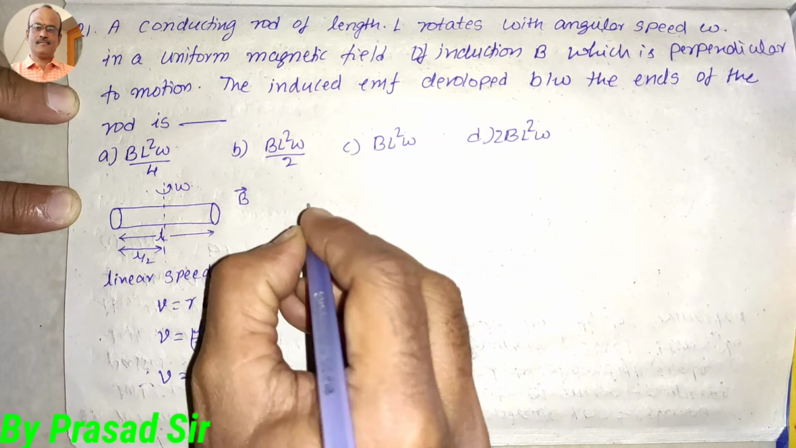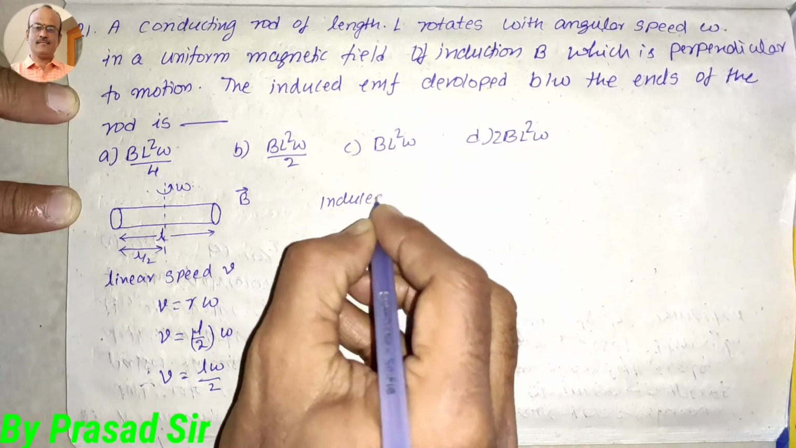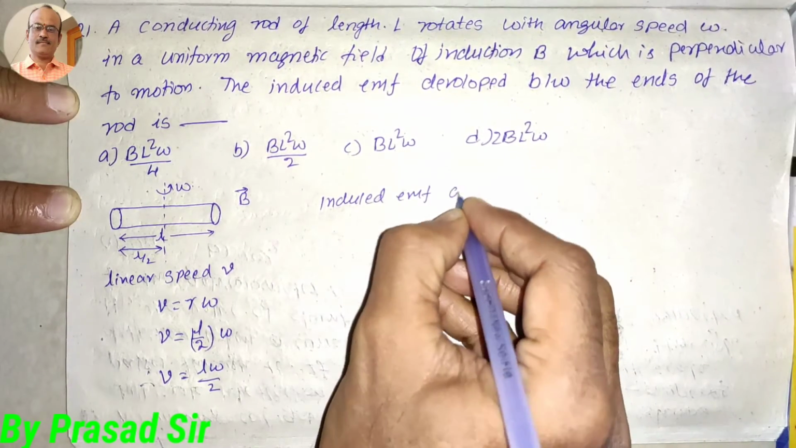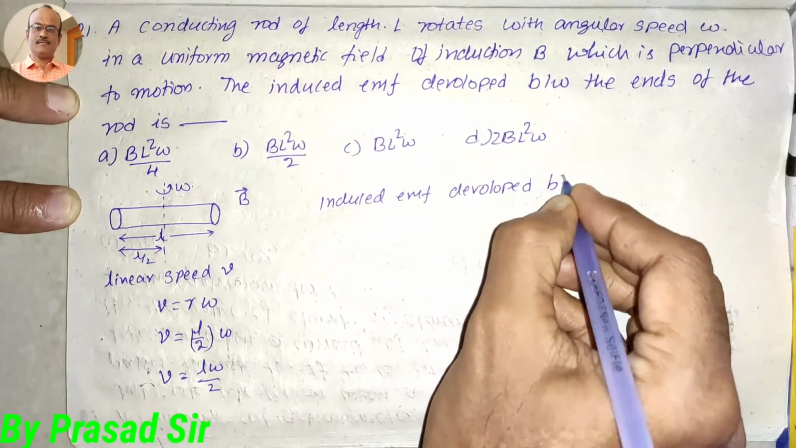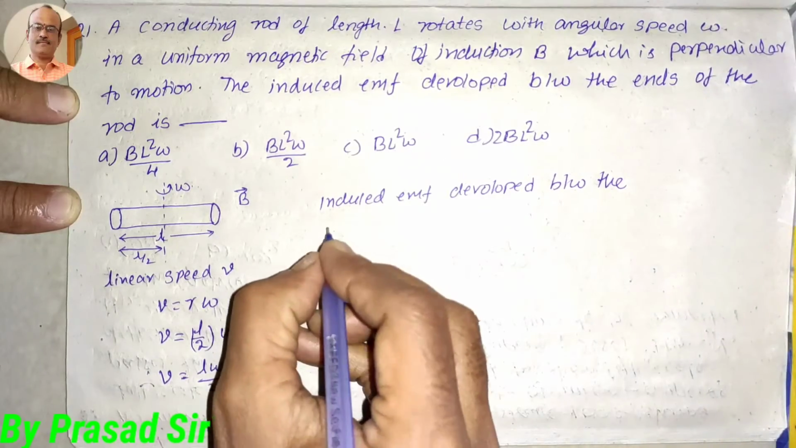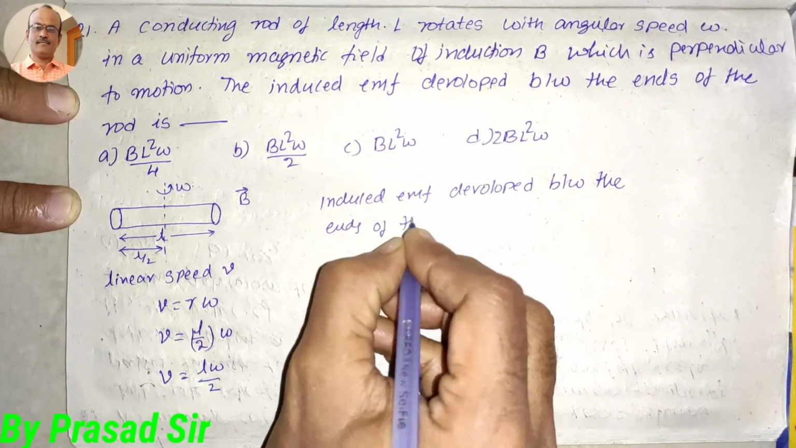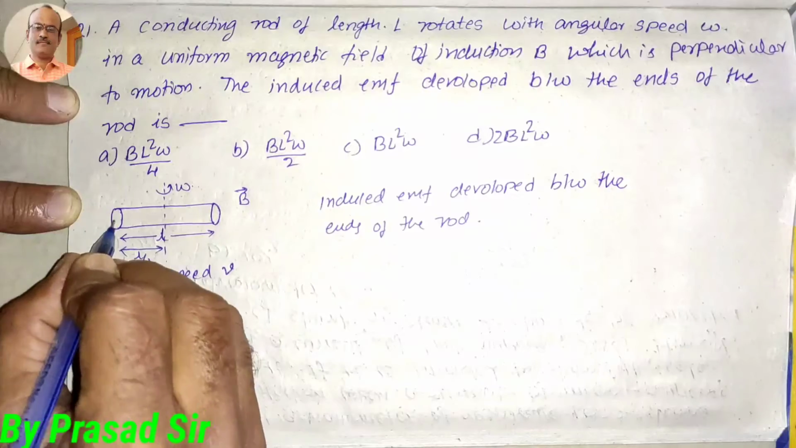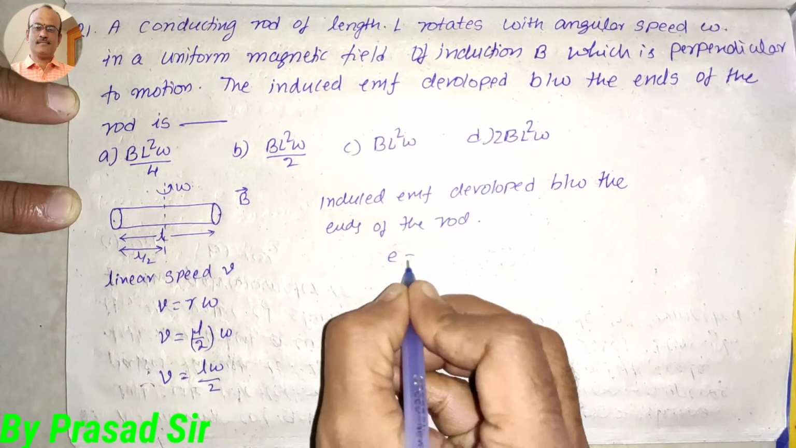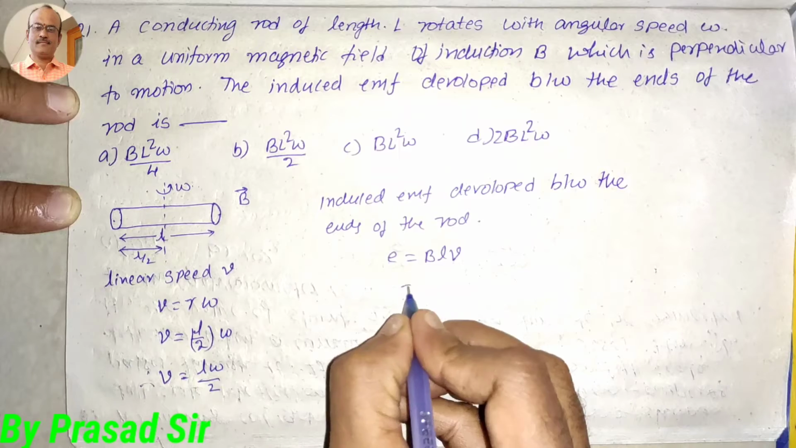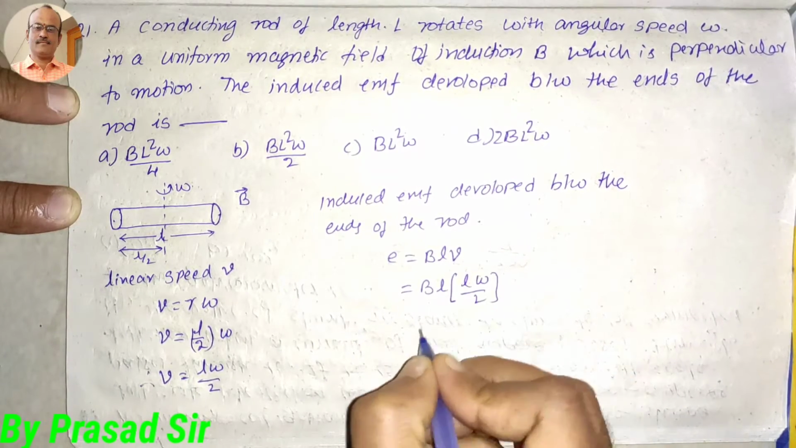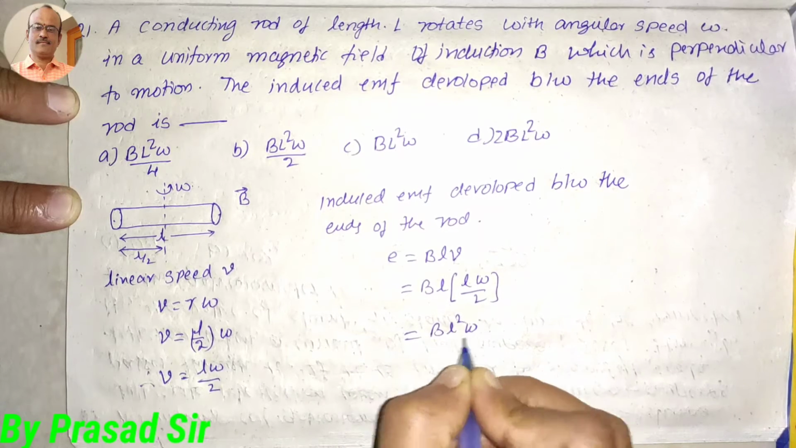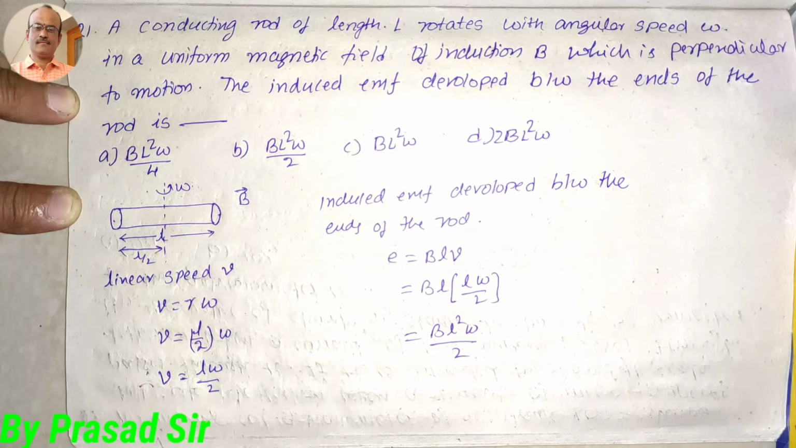But which one do we want to calculate here? Induced EMF developed between the ends of the rod. That means between these two ends, how much induced EMF? E is equal to BLV. So that means B into L into V, which here is L omega by 2, is equal to BL square omega by 2. So which option is correct here? B is the correct option.